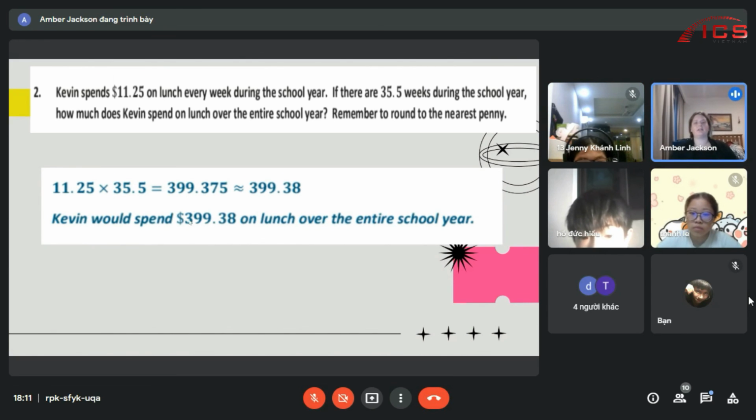But you cannot spend 0.375 cents. So when the last number after the decimal is 5 or greater, it rounds the number up to the next one. So Kevin spends $399.38 over the entire school year. So for dollars, it only goes to 2 decimal places, and anything else you round up. All right, so very good job. That is the answer if you have not rounded to the nearest penny.